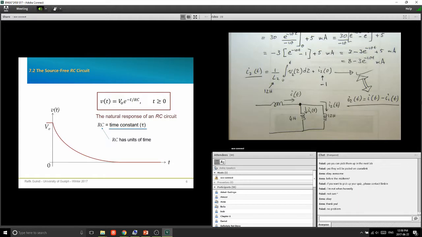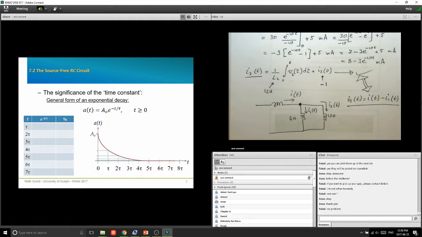I'm going to stop here. I'm going to post this, and then next week we're going to look in more detail at that particular equation, because we're going to try to understand this exponential decay. It has some features that are interesting to know.